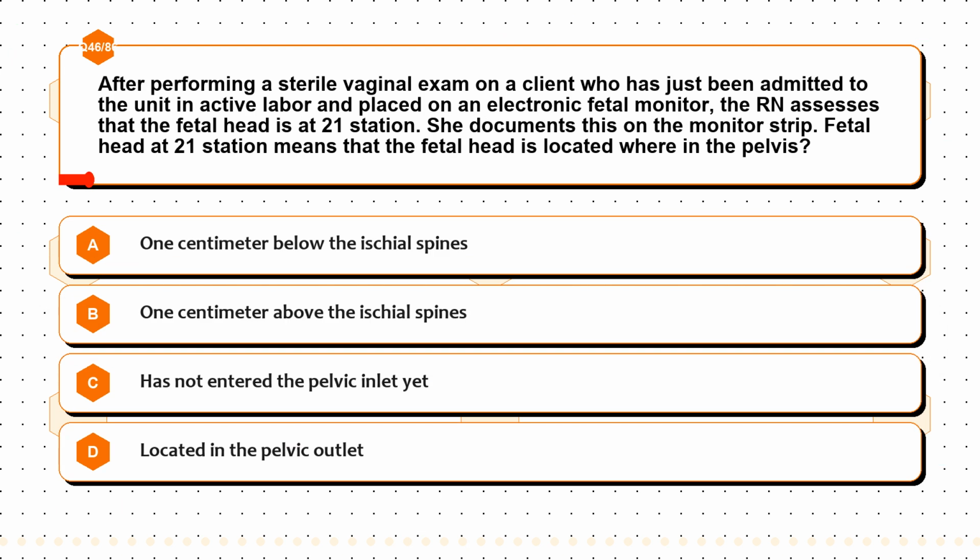Question 46. After performing a sterile vaginal exam on a client who has just been admitted to the unit in active labor and placed on an electronic fetal monitor, the RN assesses that the fetal head is at -1 station. She documents this on the monitor strip. Fetal head at -1 station means that the fetal head is located where in the pelvis? Here are the options. Option A, 1 centimeter below the ischial spines. Option B, 1 centimeter above the ischial spines. Option C, has not entered the pelvic inlet yet. Option D, located in the pelvic outlet.